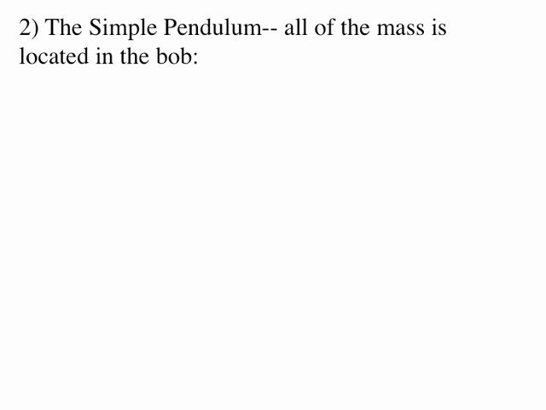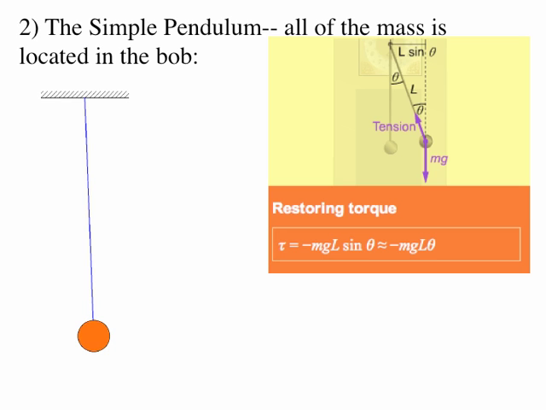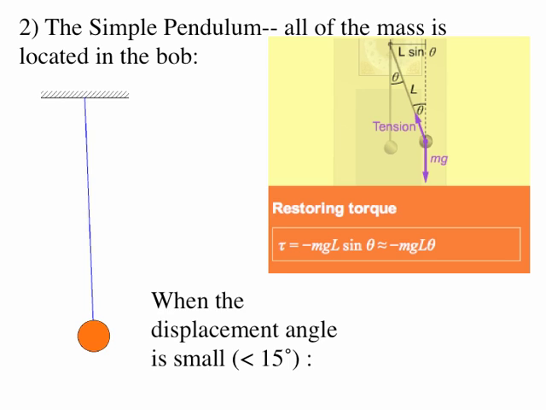A second example that we will identify is the simple pendulum, where all of the mass is located in the pendulum bob. In this case, the restoring torque is due to gravity. So as long as we are talking about relatively small displacement angles, then the restoring torque is indeed going to be simply the weight force. And our period will be defined as 2 pi square root L over g.